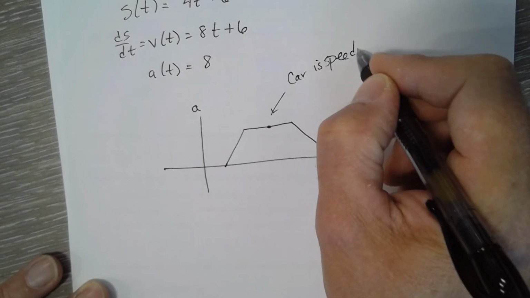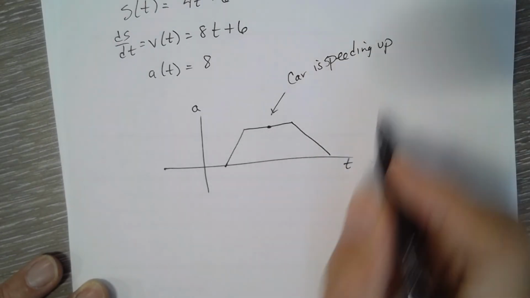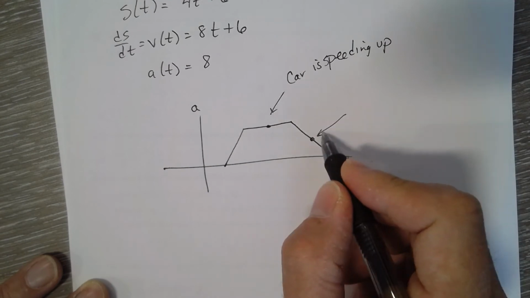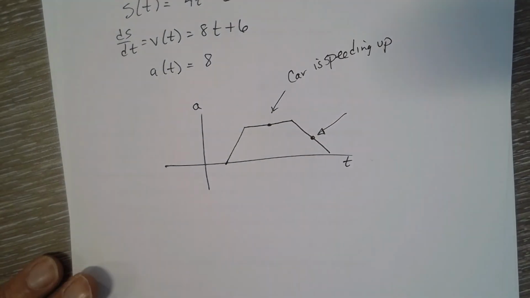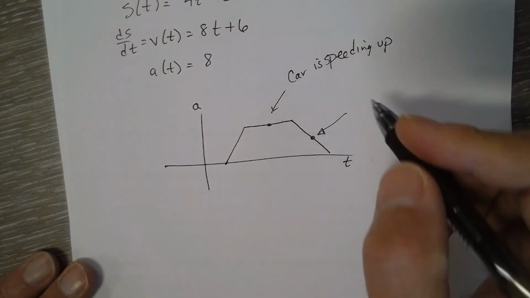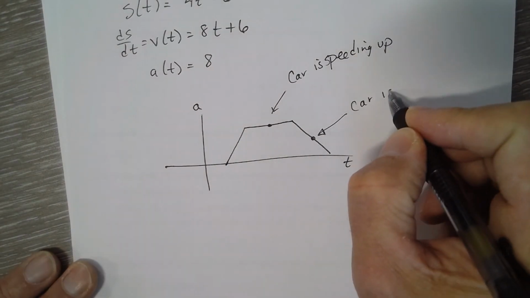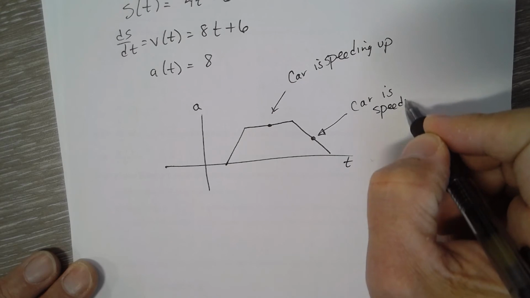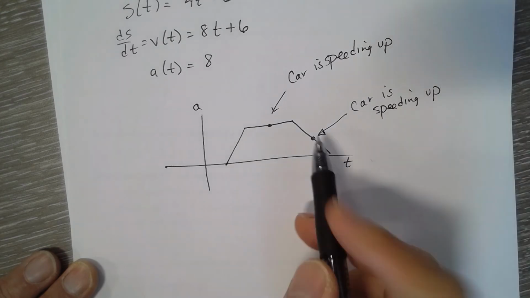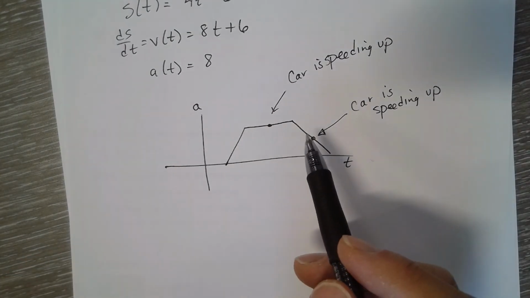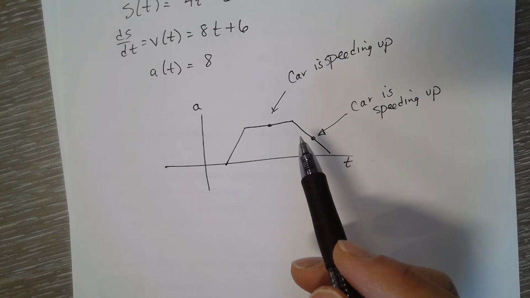Speeding up. Where are we right here? Is the car speeding up here? Jordan says no. Owen says yes. Cody's not sure. He thinks he has an idea, but he doesn't want to say it. Mason, what do you think? You say yes? I would agree. The car is speeding up. Why? Because the acceleration is positive. That means the rate of change of the velocity is positive.